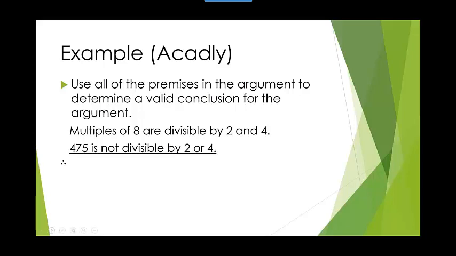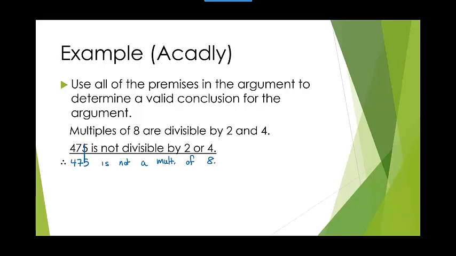All right, so let's go ahead and take a look at this. And again, I think you could probably figure out that if multiples of 8 must be divisible by 2 and 4, and 475 is not divisible by 2 or 4, then you can conclude that 475 must not be a multiple of 8. Okay, so that should be pretty evident, I would think.